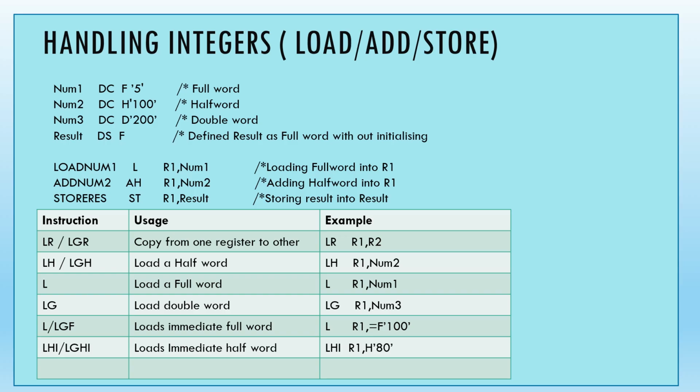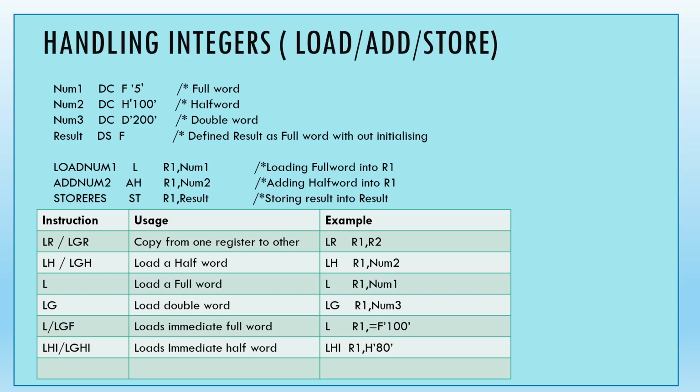Now let us look at the first instruction: loadnum1 L R1,num1. Loadnum1 is its label. What do we use the label for? In case you want to do a loop, or if you want to come back after certain conditions, we come back here and use loadnum1 as the label. L stands for loading R1 with num1. So num1, which is a full word, is getting stored in the register R1. L is loading a full word. Please note there is nothing called LF.